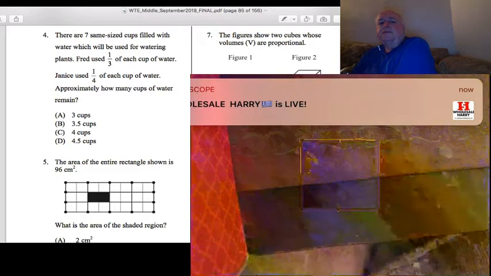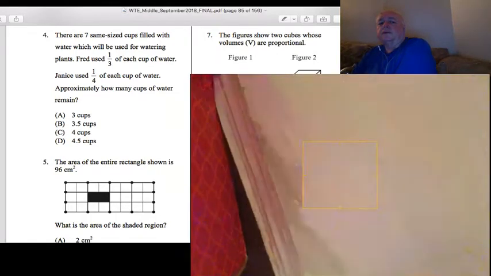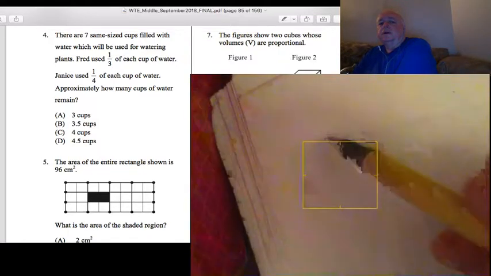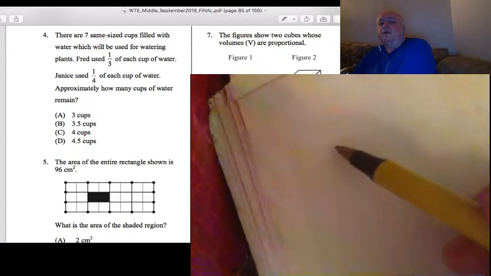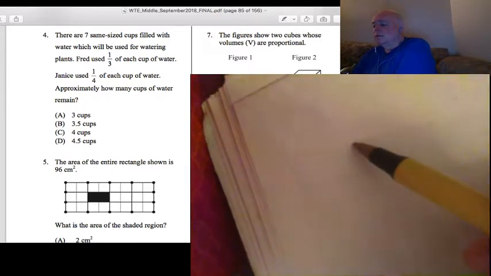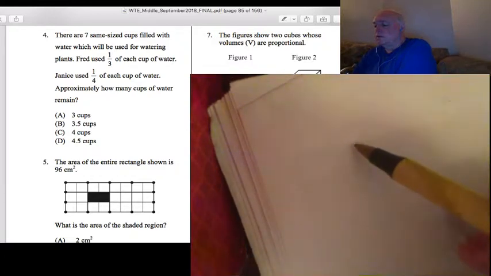So there are 7 same-sized cups filled with water, which will be used for watering plants. Fred uses 1/3 of each cup of water. Janice uses 1/4 of each cup of water. Approximately how many cups of water remain? So Fred is going to use 1/3, and Janice is going to be using 1/4.